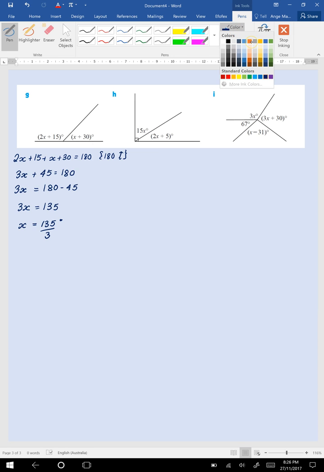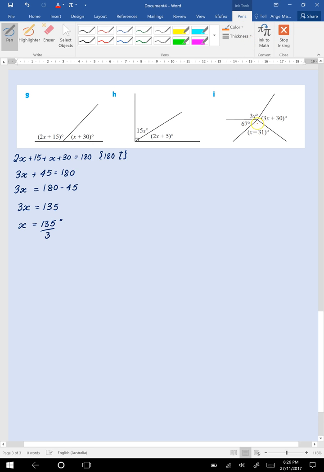Let's do this last one. Clearly this one all the way around gives us 360 degrees. So you need a bit more room for this one. We'll write this out. I'll start with 3x and just go round and around. So 3x plus 30 plus x take 31 plus 67. That all has to equal 360 degrees.